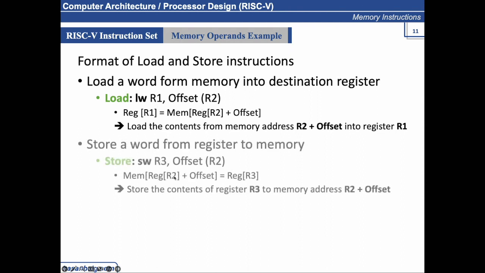In store, we have both source registers. How does it work? R3 corresponds to the value that you want to grab from the register and put into the memory. Where in the memory? R2 specifies the base address where you want to go in the memory, and offset specifies the particular location where you want to deposit that data. Okay?